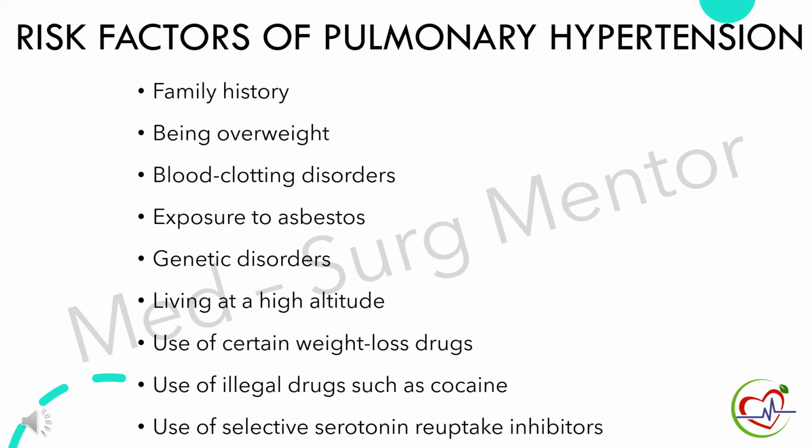Risk factors of pulmonary hypertension include family history, being overweight, blood clotting disorders, exposure to asbestos, genetic disorders, living at a high altitude, use of certain weight loss drugs, use of illegal drugs such as cocaine, and use of selective serotonin reuptake inhibitors.